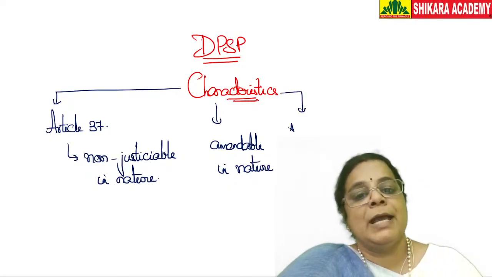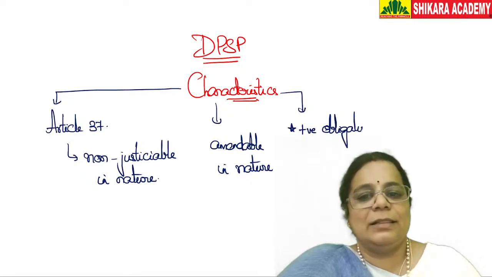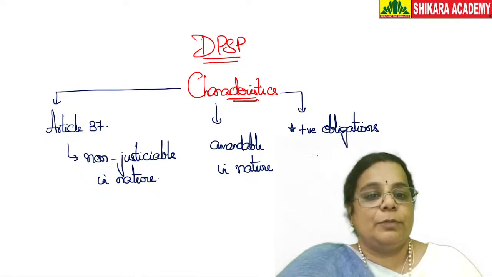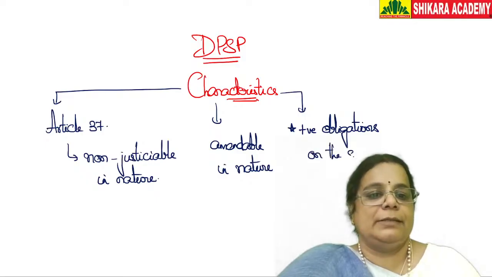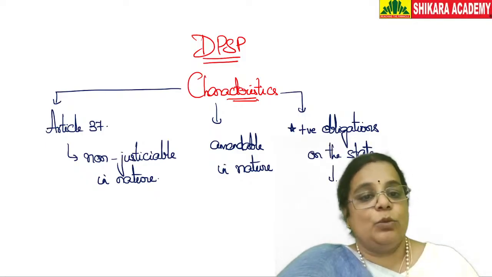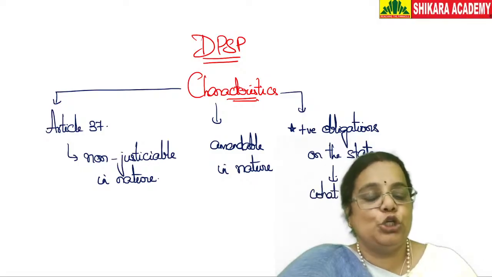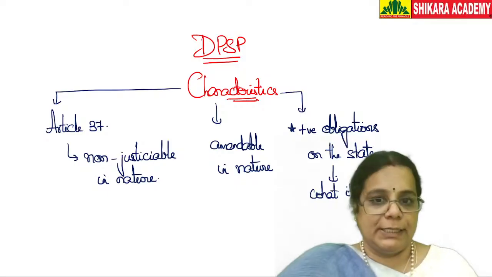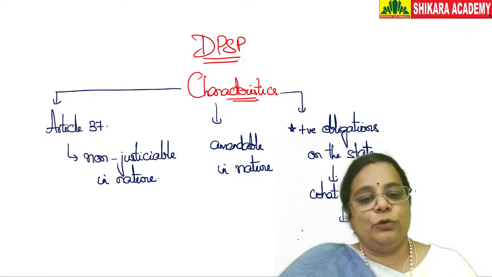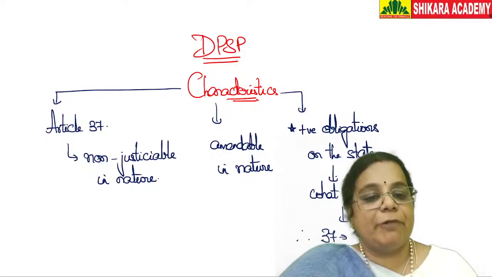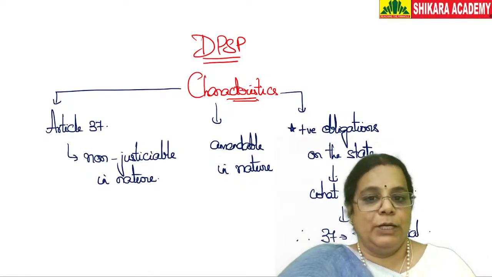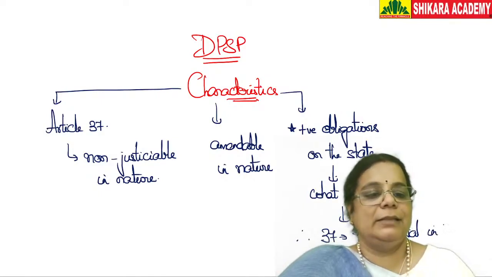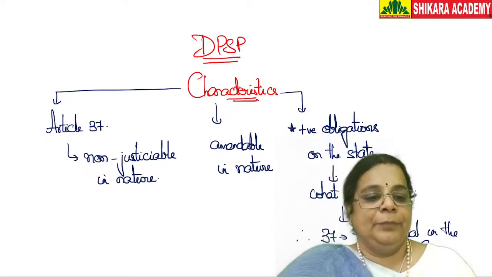Third important point, they are positive obligations on the state. This is very, very important. They tell the state what it should do. Positive obligations on the state because they tell the state what it should do. Okay, they direct the state, they show the way to the state, they are directional in nature. Therefore, Article 37 says they are fundamental in the governance of the country because they tell the government what all it should do in terms of policies and laws, fundamental in the governance of India. Okay.